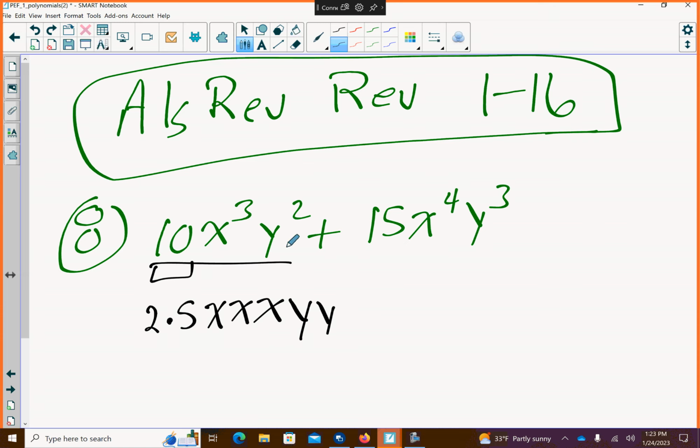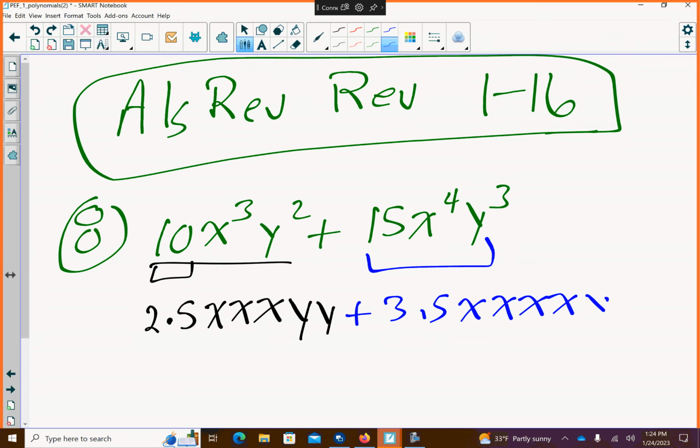Do you agree with the stuff I have up there? Okay, plus sign comes straight down. 15 breaks up to 3 times 5. X to the fourth is this. Y to the third is this. Now I'm going to take a look at both. Okay, I have a 5 that they both have. Agree? How many x's can I factor out of both of them? What's the total number of x's that they would share? 3.